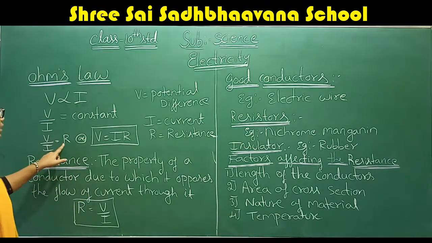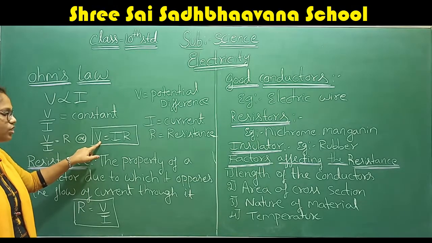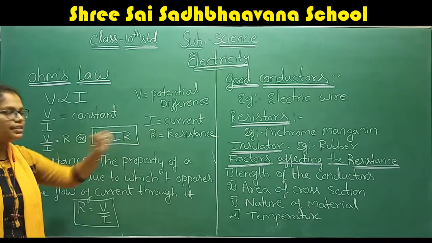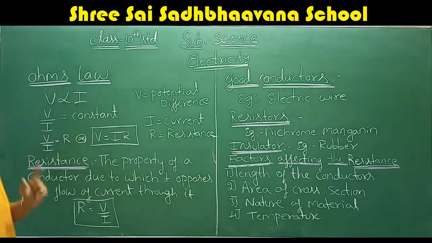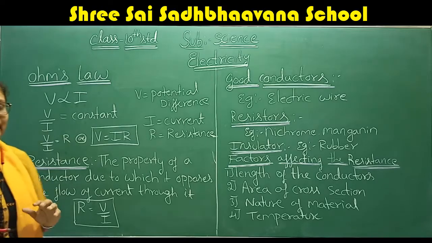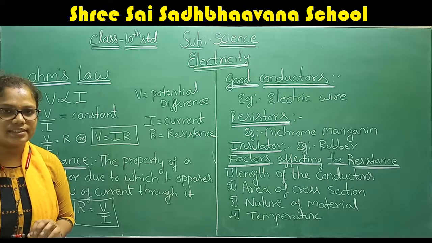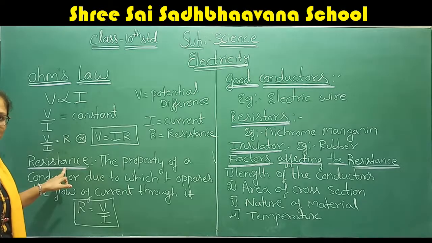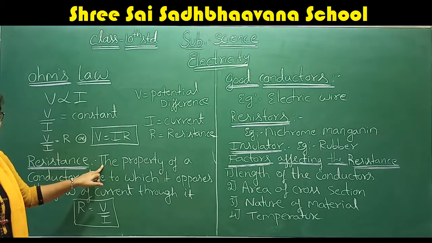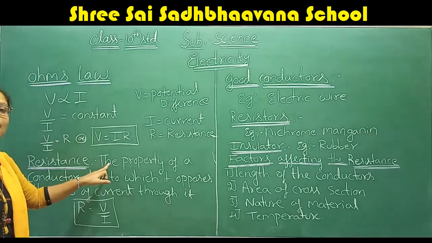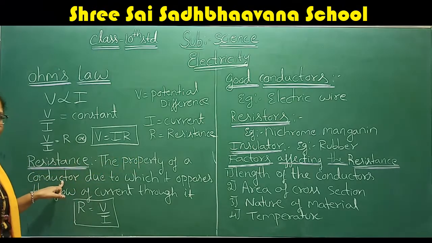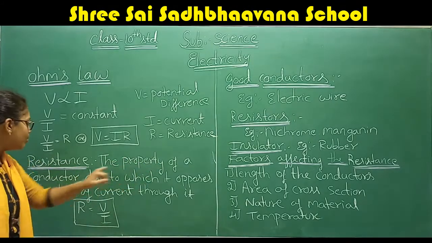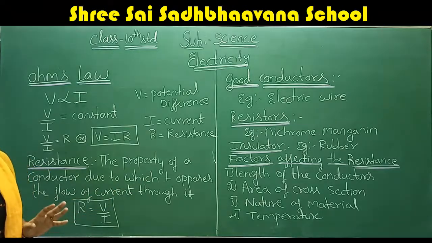After that, if I want to explain the terms in this equation, V is the potential difference, I is the current, and R is the resistance. What is this resistance? I explained the concept of resistance at the starting of the class, right? If you see the definition of resistance, it is the property of a conductor due to which it opposes the flow of current through it.